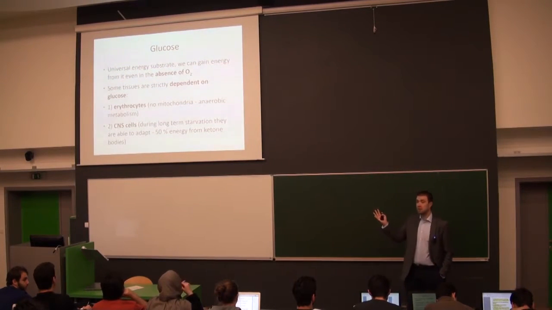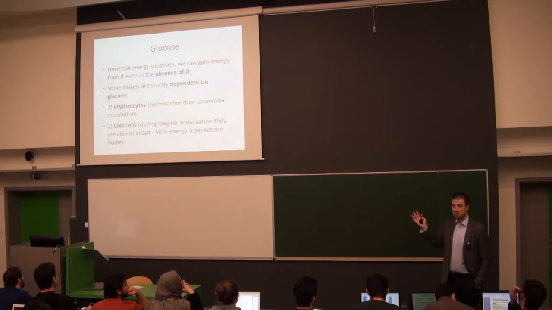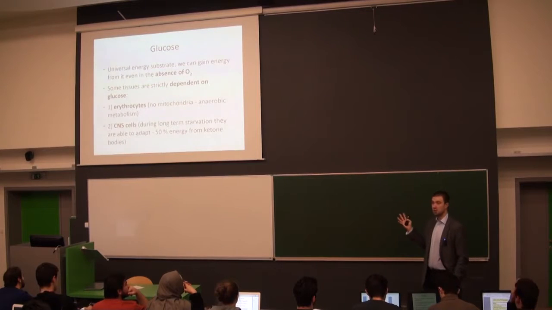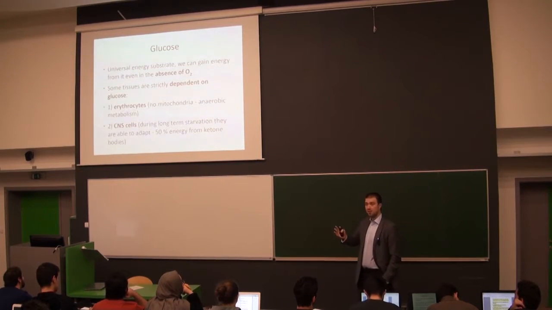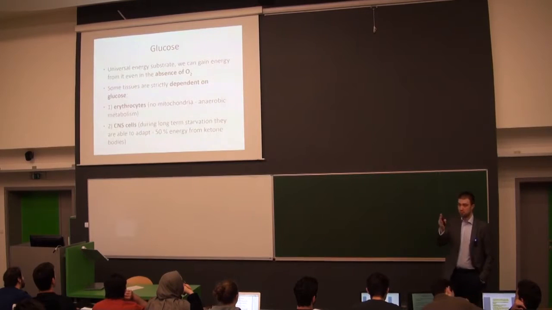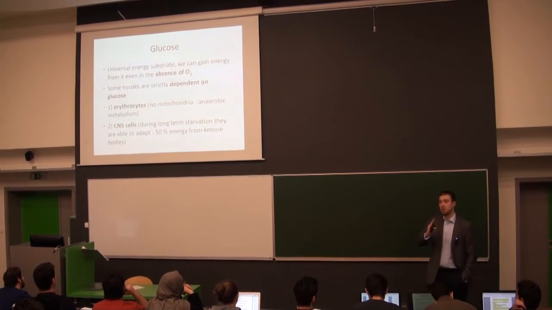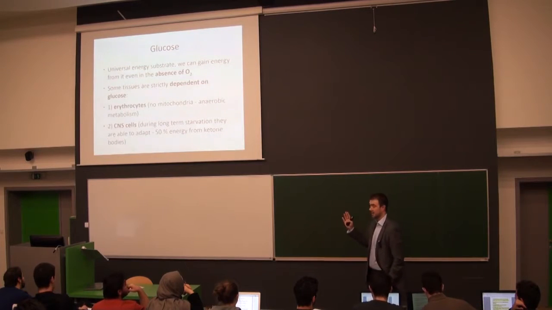And as you already heard around 2 weeks ago, our central nervous system, that means the brain, also preferentially utilizes glucose, and only after long-term starvation, after several weeks, is it able to use only 50% glucose, and 50% of the energy demands are covered by ketone bodies.